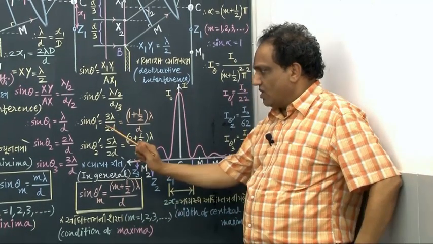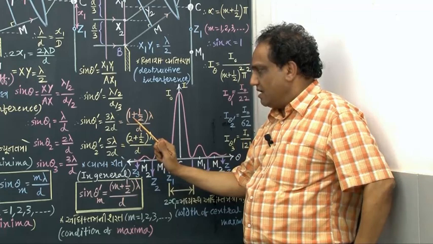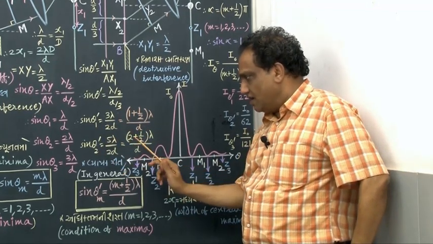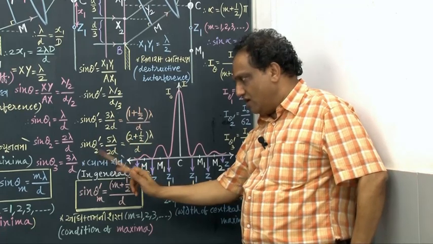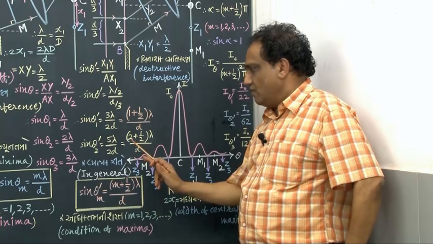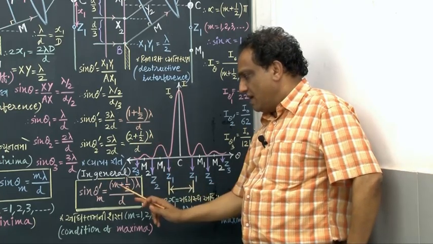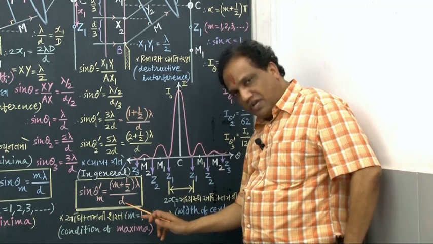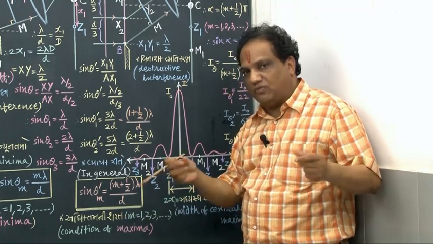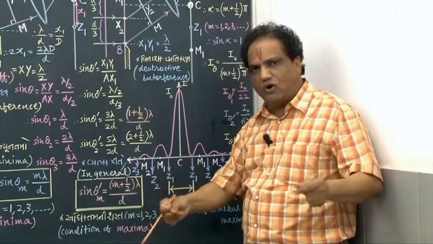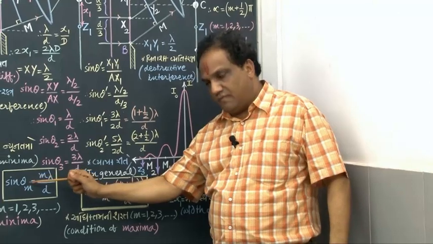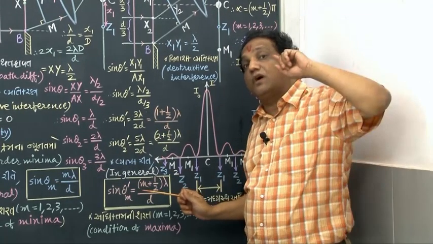So tell me, whatever is the suffix here, the same is the number here. Here 1, here 1, here 2, here 2. Come on, here m, here you can write m. So sin theta m dash will be equal to m plus 1 by 2, into lambda upon d. Tell me, what does this give you? The condition for the mth order maximum. This was the condition for the mth order minimum. This is the condition for the mth order maximum.